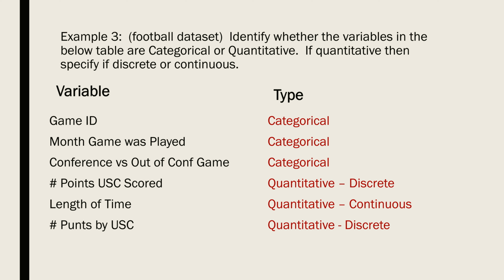Number of points USC scored. Usually 1 point, 2 points, 3 points, so they are quantitative and they are discrete. Length of time of the game. It is quantitative, and it could be 1.1 hour or 1.5 hours, so they are continuous. And the last one is the number of punts by USC, so it is also quantitative, and it's only 0, 1, 2, 3 are allowed, no decimal allowed, so it is discrete.